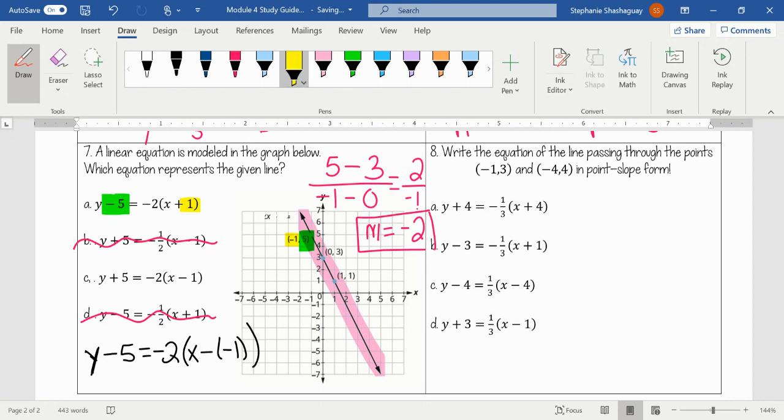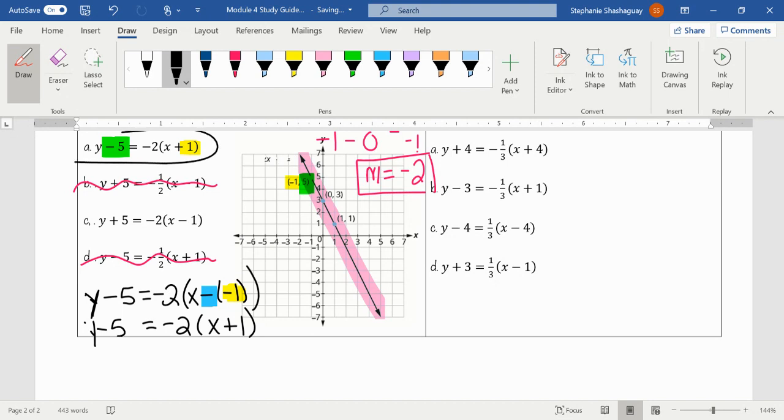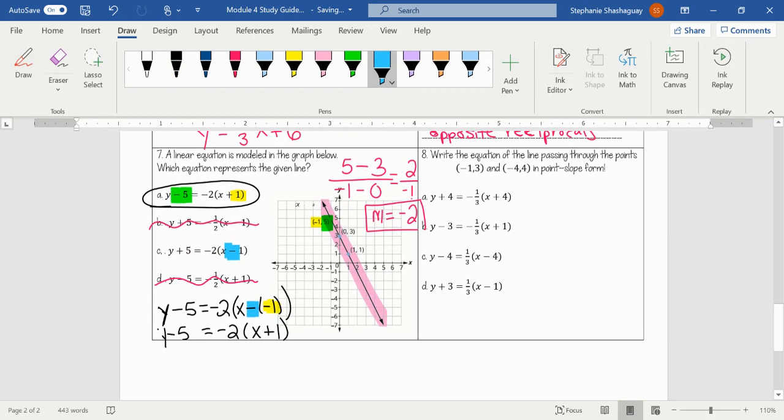And this is where they're trying to trick you, because they're expecting you to make a mistake with this double negative. But we know, because we practiced, that when we have a double negative, it's going to become a positive. So this can be simplified as -2 multiplied by x plus 1. So y minus 5 equals -2 times x plus 1. So A is our correct answer. They're expecting you to possibly select C because they think you're going to make a mistake with that negative sign. So don't do that. Remember, if you have a double negative, it becomes a positive.